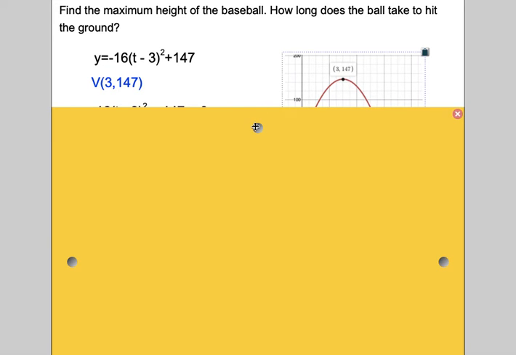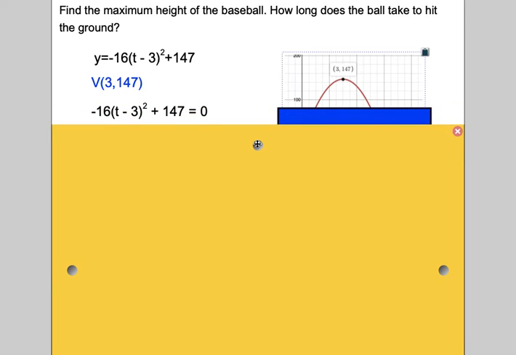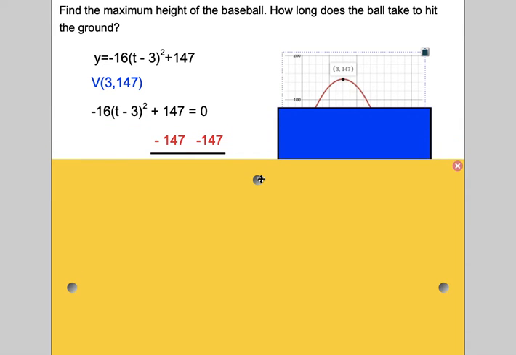Okay, but the question asks, how long does it take for it to hit the ground? Well, if you think of ground as your height, it would be 0. So what we have to then do is set it equal to 0. So I have this math problem. I'm setting it equal to 0 because I want the result where it would hit the ground. Okay, so now since I've already completed the square, I can just use inverses to solve. So I'm going to start by subtracting 147 from both sides.